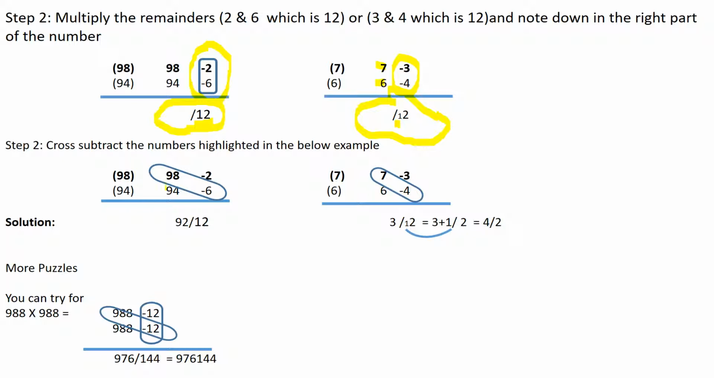When we come to step 3, we cross subtract the numbers highlighted in the example below. For 98 multiplied by 94, the cross subtraction is either 98 minus 6, or the other way, 94 minus 2. Both give the same result, which is 92, which I have noted down in the left hand part.